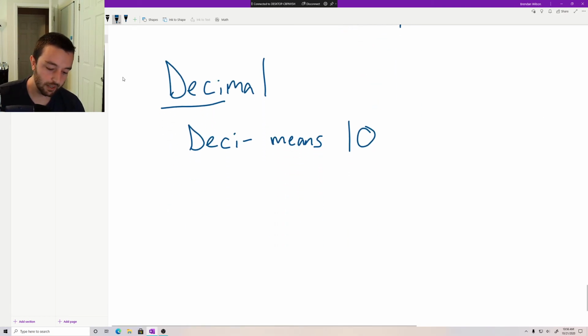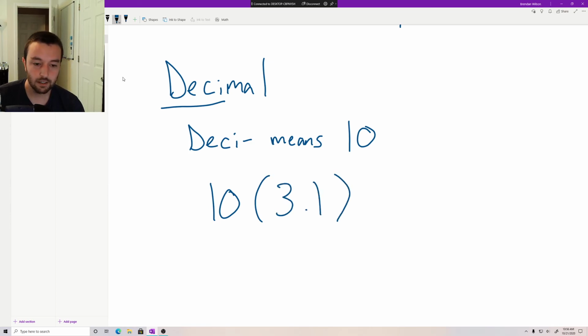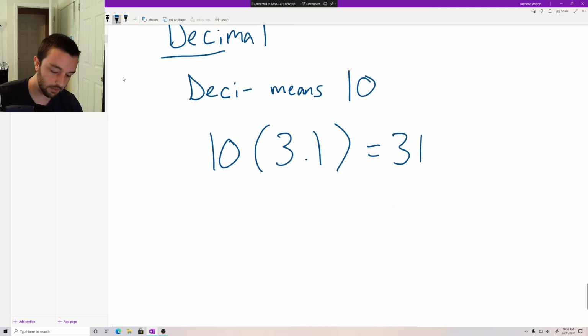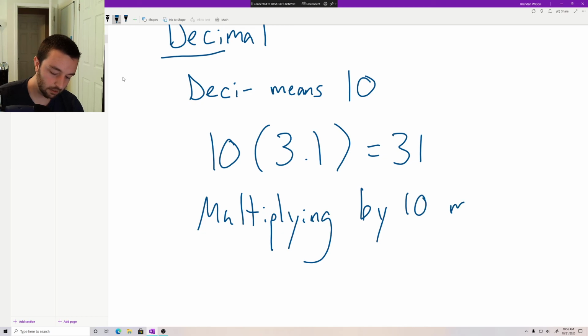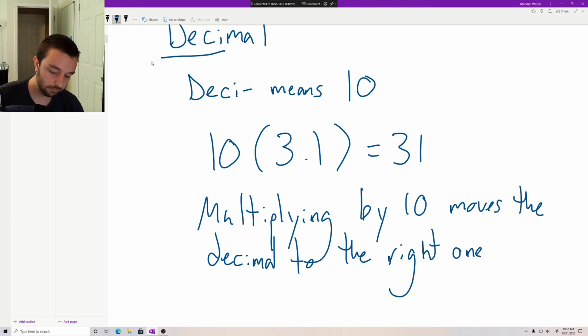In fact, it's so special that if we take 10 and we multiply a number by it, we don't really even need to do the multiplication. All we need to do is move the decimal place. So this right here would give us 31. Okay. So multiplying by 10, we'll talk more in depth about decimal multiplication next time. I just want to mention this trick first. Multiplying by 10 moves the decimal to the right one time. Okay.